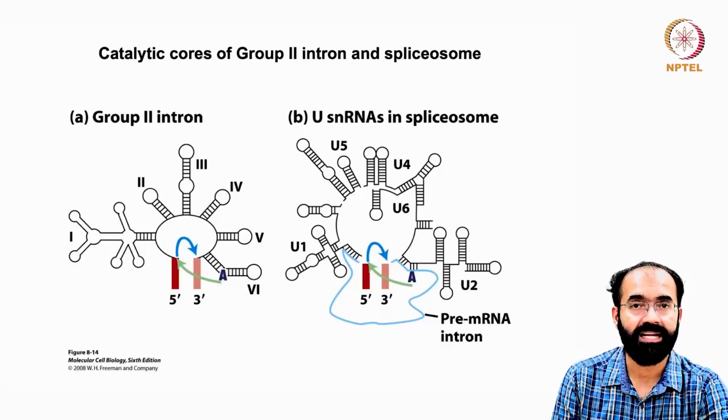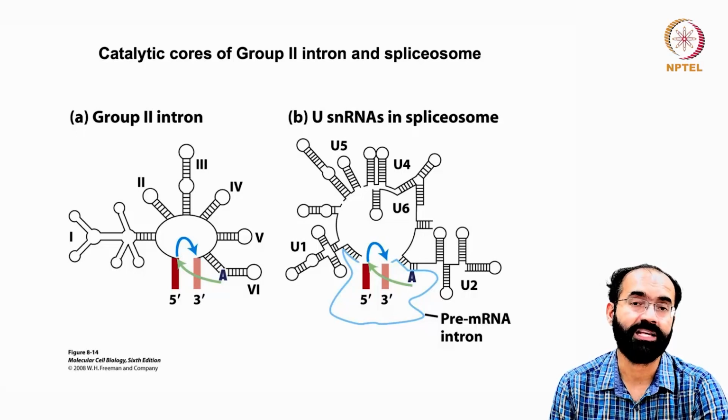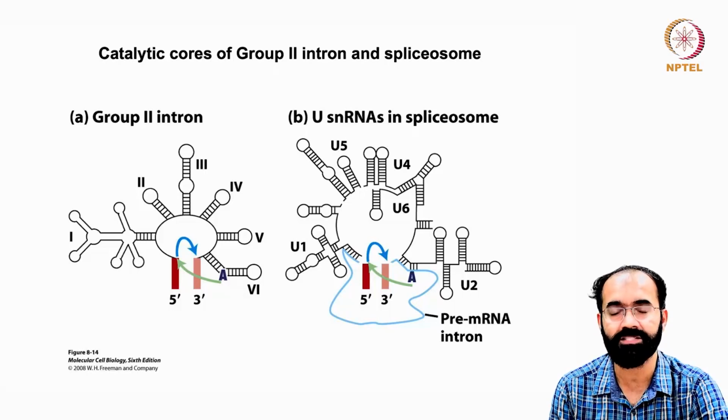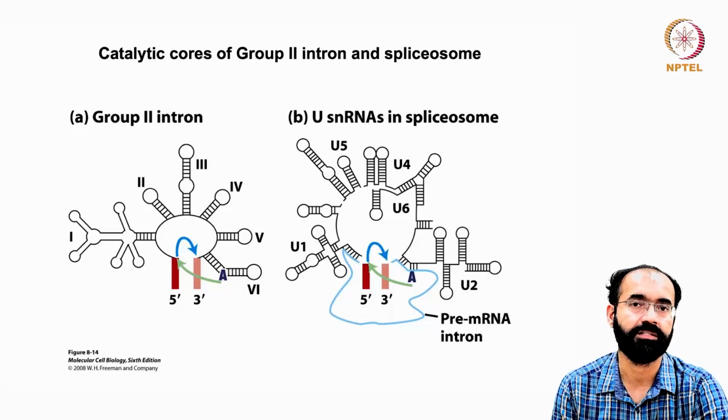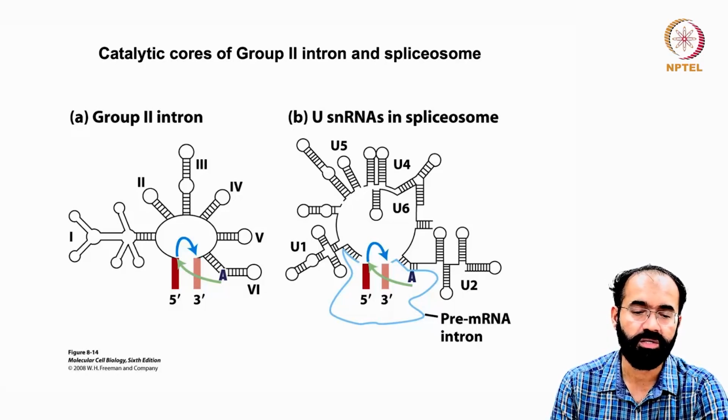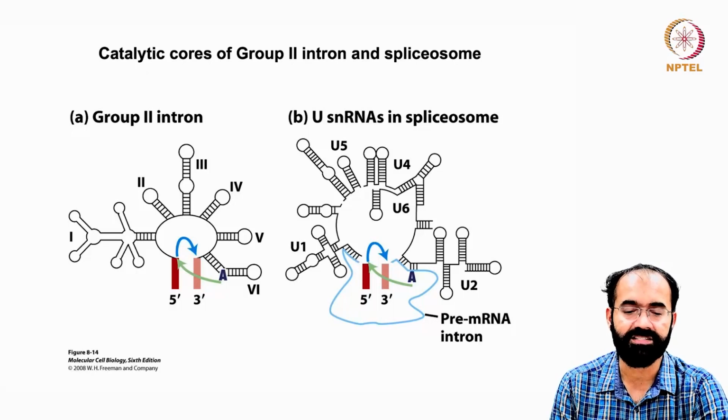So the catalytic core of the group 2 intron and spliceosome have a lot in common. Group 2 intron, we have seen it, is very much similar to that of the normal splicing. It has the A at the branch point utilized and it's a ribozyme. So if you look at group 2 intron, the secondary structure mimics that of a typical spliceosome. Like you can see here, there is one exon, another exon, and you have the arm 1, 2, 3, 4, 5, 6.